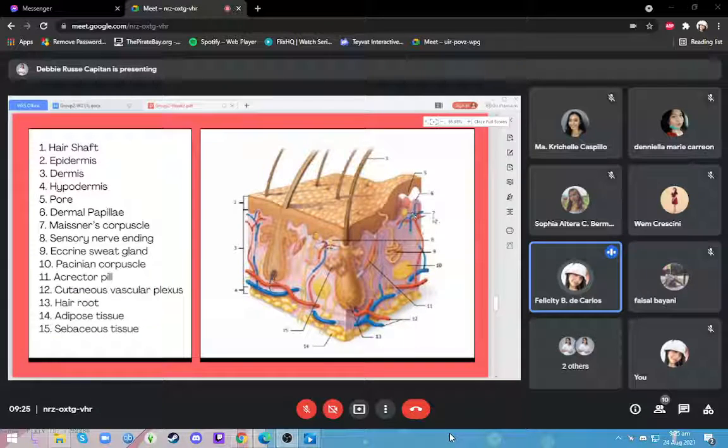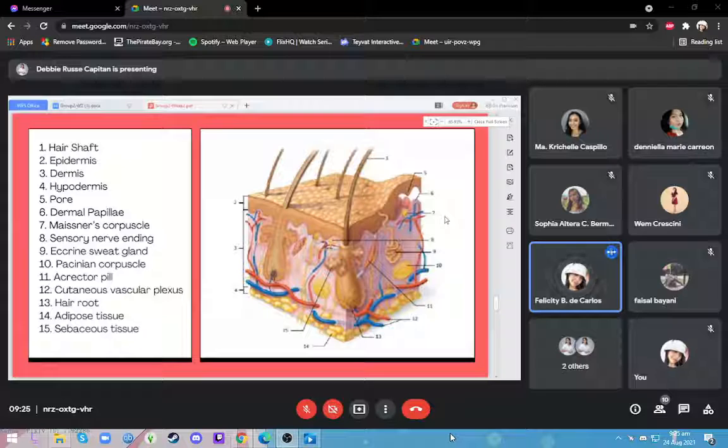This consists of a cutaneous nerve ending responsible for transmitting the sensations such as discriminative touch and vibrations. Number 8, the sensory nerve ending. Number 9, the eccrine sweat gland. The eccrine sweat glands help to maintain homeostasis primarily by stabilizing body temperature. Number 10, the Pacinian corpuscle.